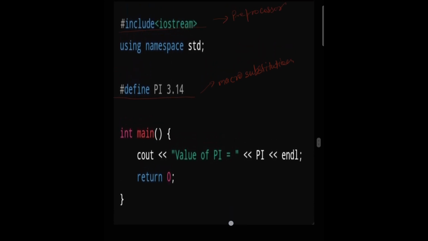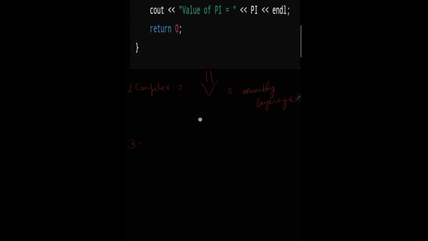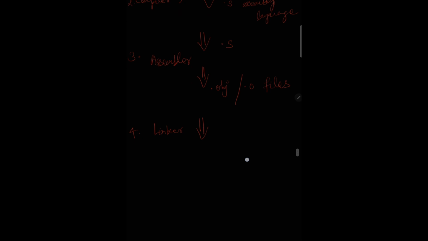After this, the file will be taken as input by the compiler and compiler will convert this file into assembly language, which are basically instructions. Then assembler will take the file as an input and convert it into an object file, which is not the final executable file yet. The linker will link these object files with the libraries, for example the standard C++ library. It will also resolve the references for the functions and variables.